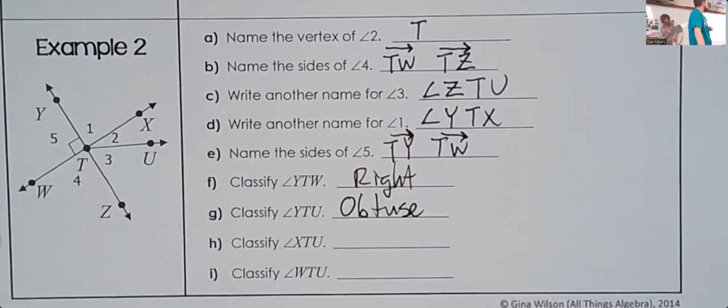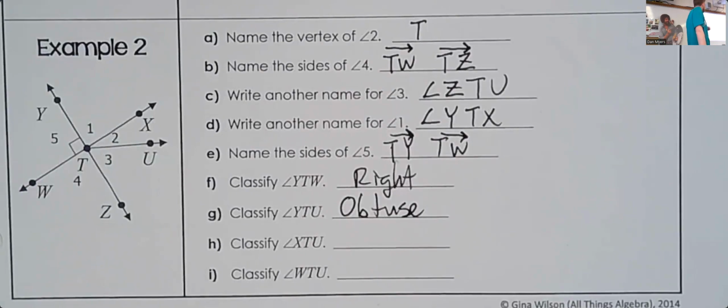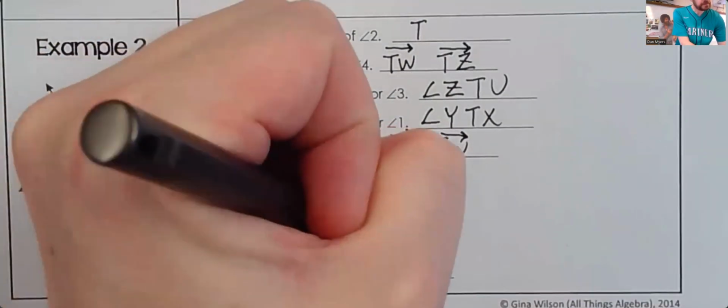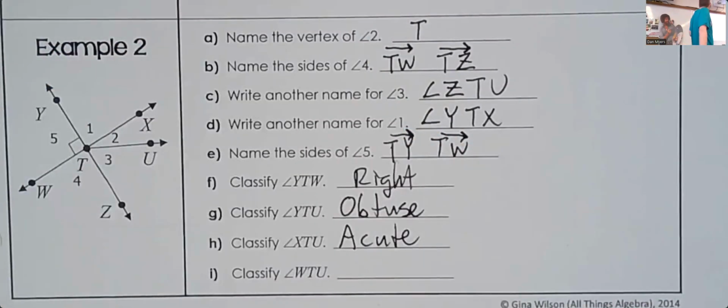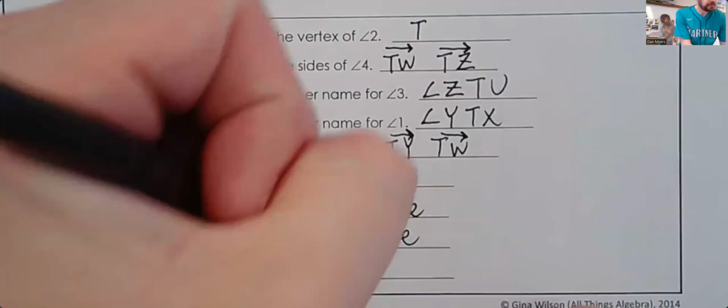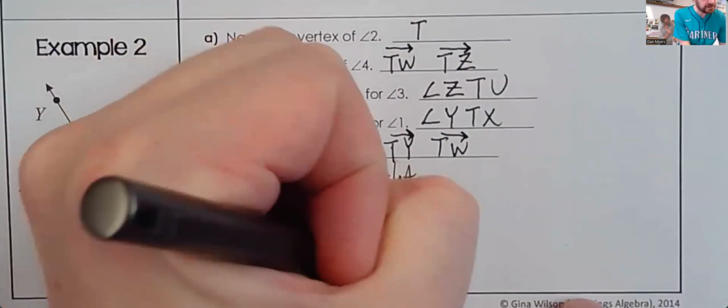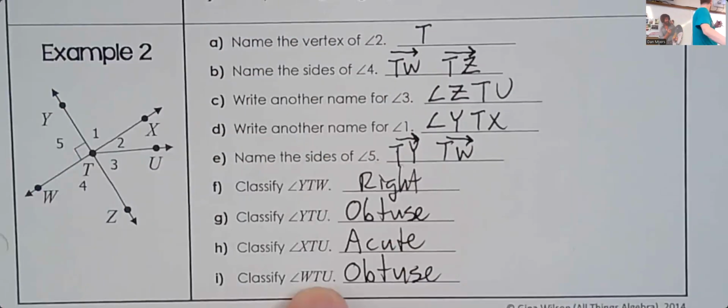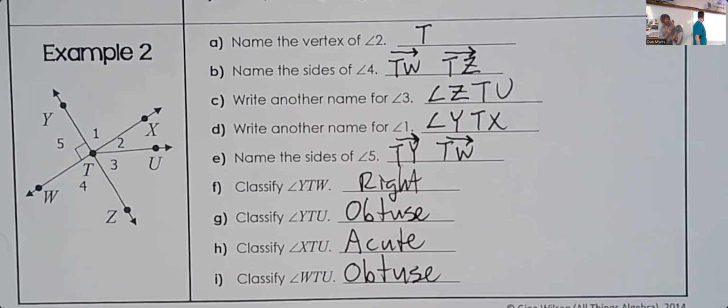How about angle XTU? Acute, for sure. That's the same as angle 2. And then the last one here, angle WTU. Obtuse, for sure. What two angles is angle WTU made up of? Use the numbers. 4 and 3. Yeah, so angle 3 and 4 make up angle WTU. That's a large angle going across right here.